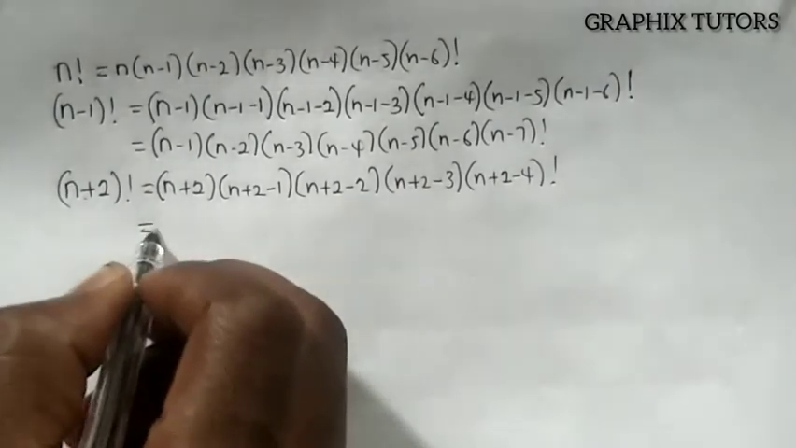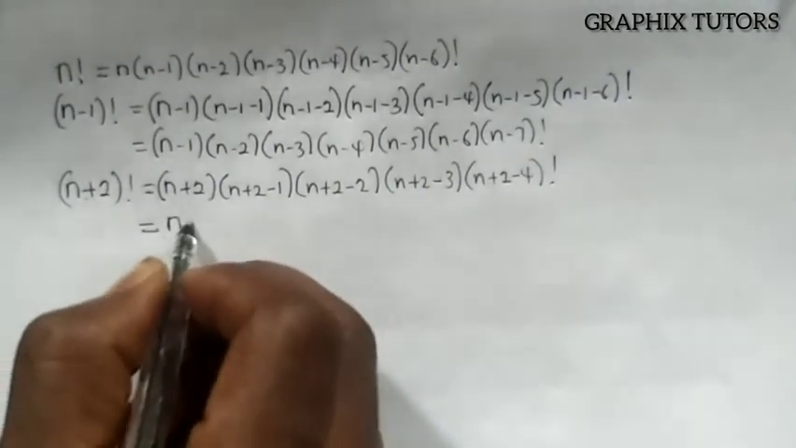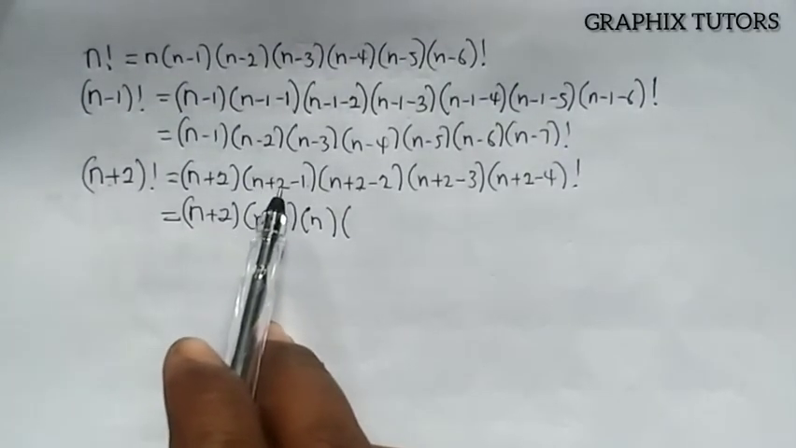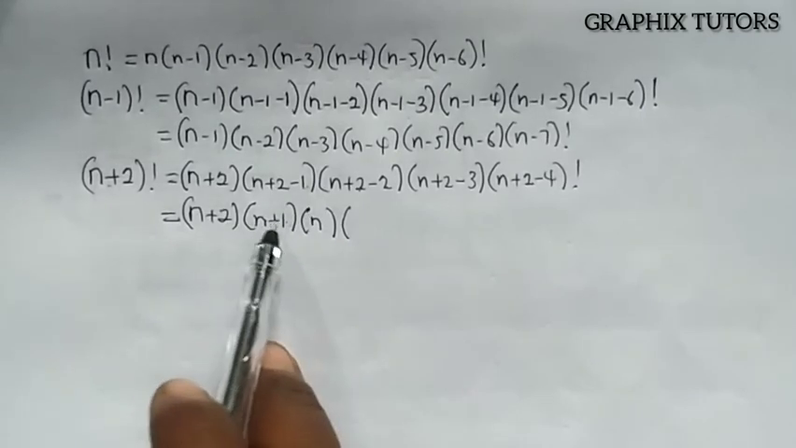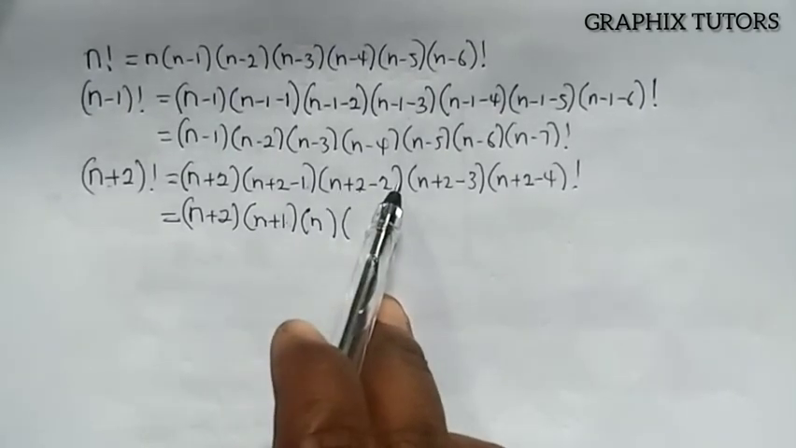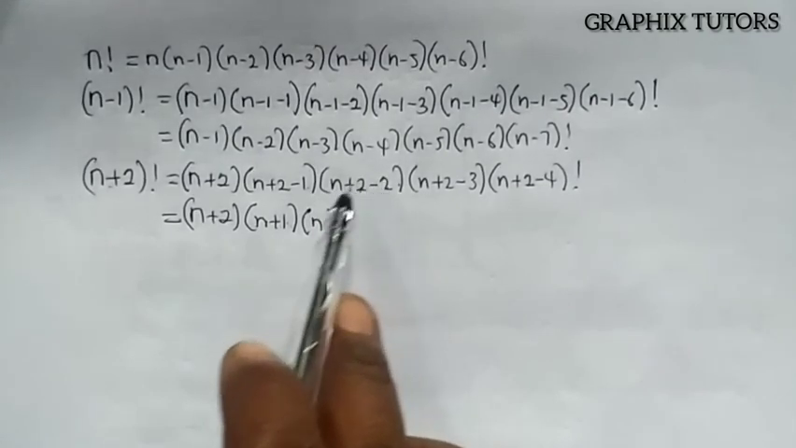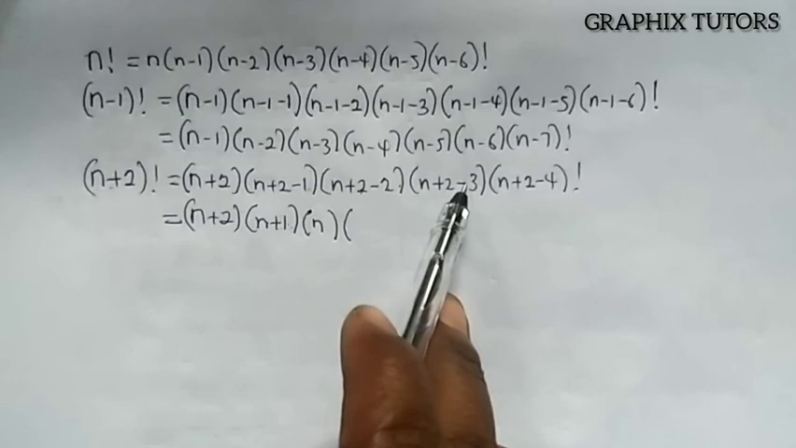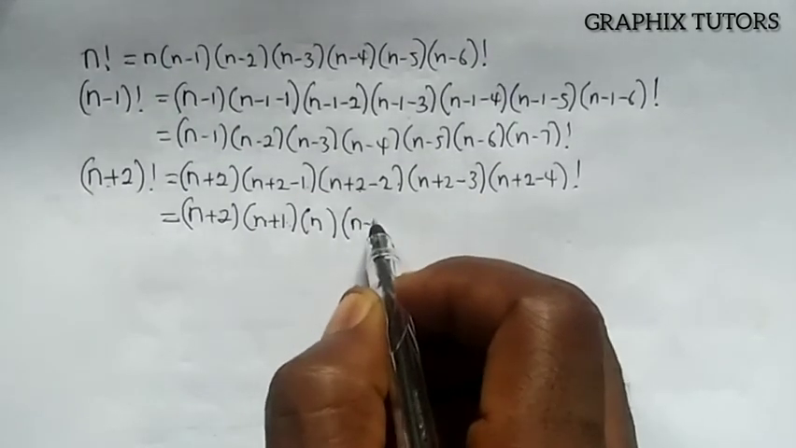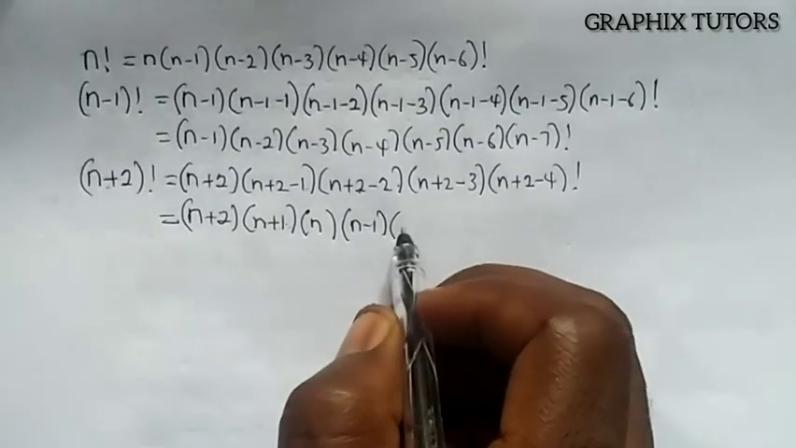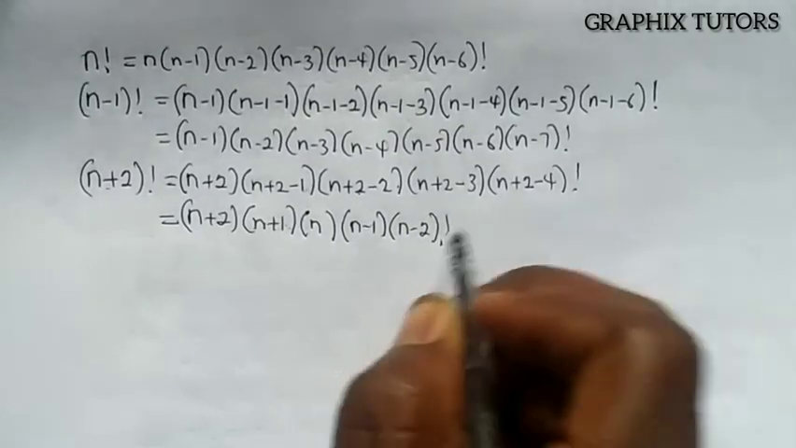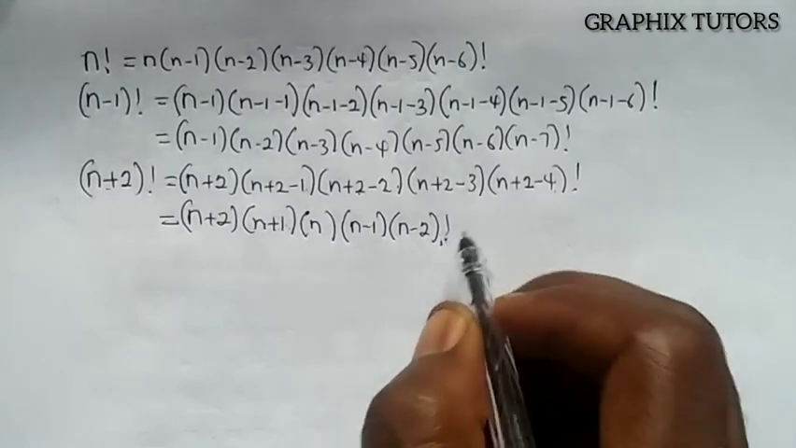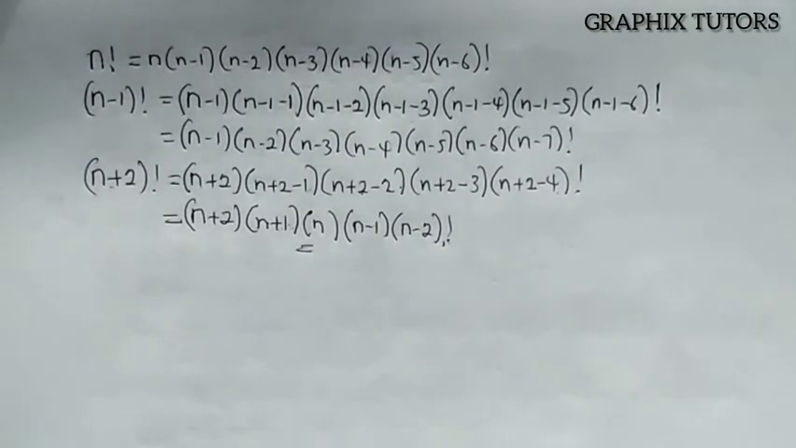And this will give me n plus 2. Now, n plus 2 minus 1: 2 minus 1 is 1, so n plus 1. Next one, 2 minus 2 is 0, so n plus 0 is n. The next one, 2 minus 3 is minus 1, so we are left with n minus 1. And this one will give me n minus 2 factorial, because 2 minus 4 is minus 2. So this is how we go about it. Whenever you're given a value, you start from that value and start subtracting. So that is about factorial.